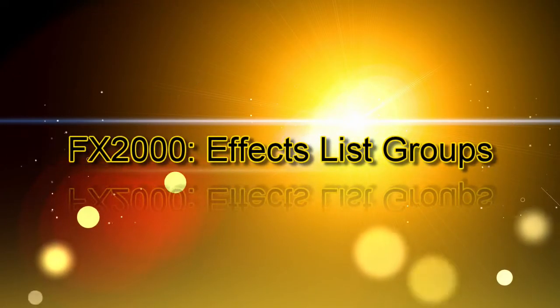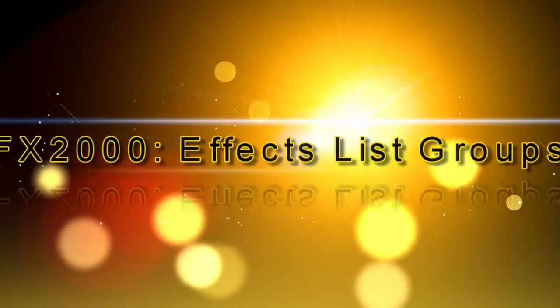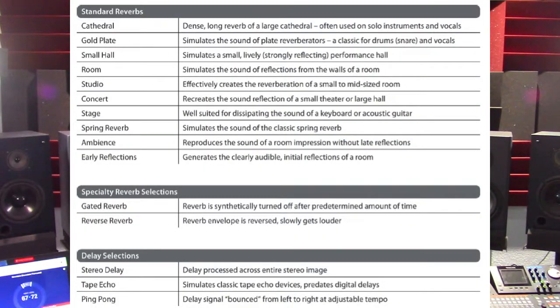Now, let's take a look at some of the effects in the unit. The FX2000 has the following effects groups. The first is reverbs and delays. Now check out the presets on the screen. This gives you an idea of what this particular group is comprised of. It's pretty interesting, pretty standard.